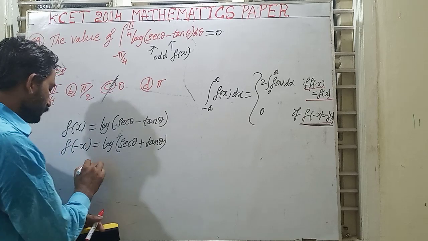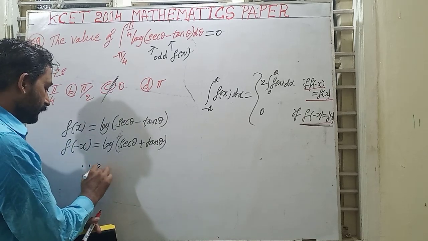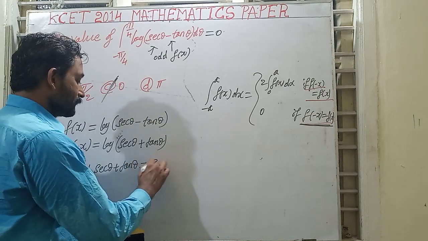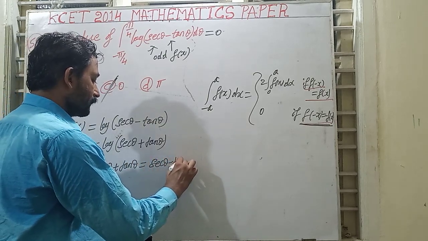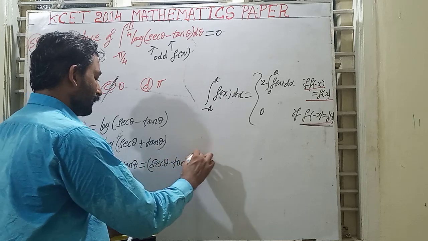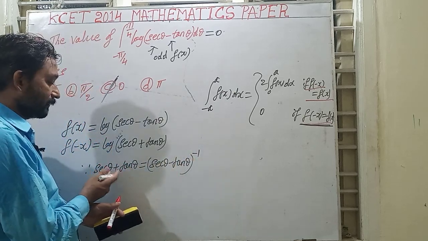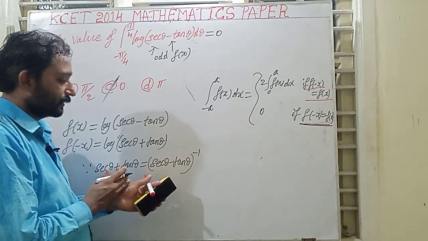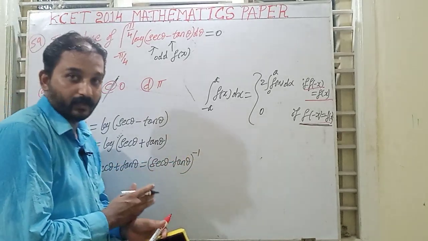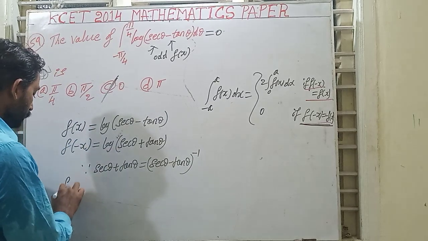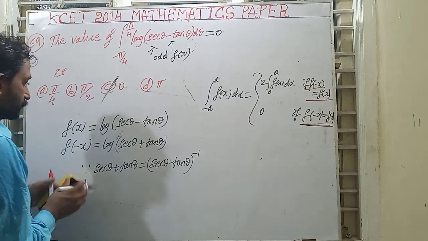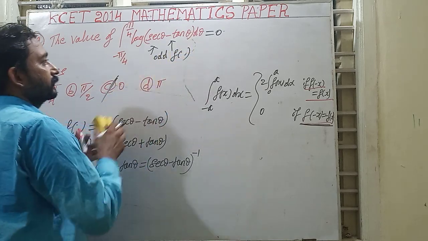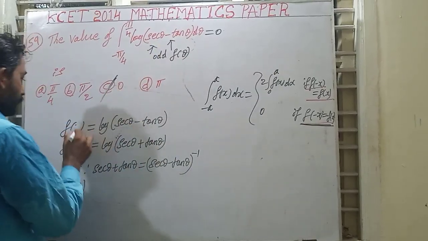So we know that the one concept, secant theta plus tan theta can also be written as secant theta minus tan theta inverse. Reciprocal, it's just reciprocal. Secant theta plus tan theta is nothing but 1 by secant theta minus tan theta. This can be written as secant theta minus tan theta inverse. So substitute f of theta, not f of x, because theta is the variable here.